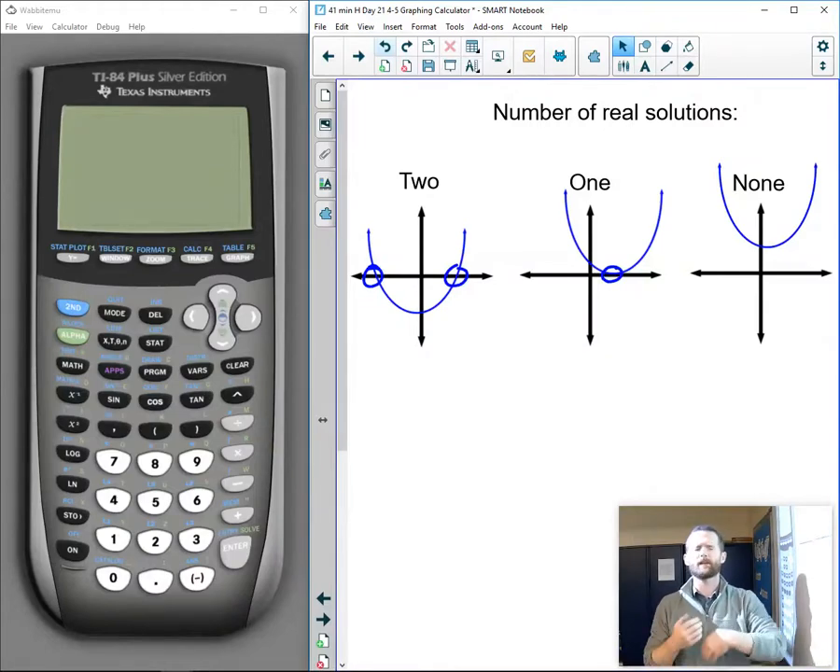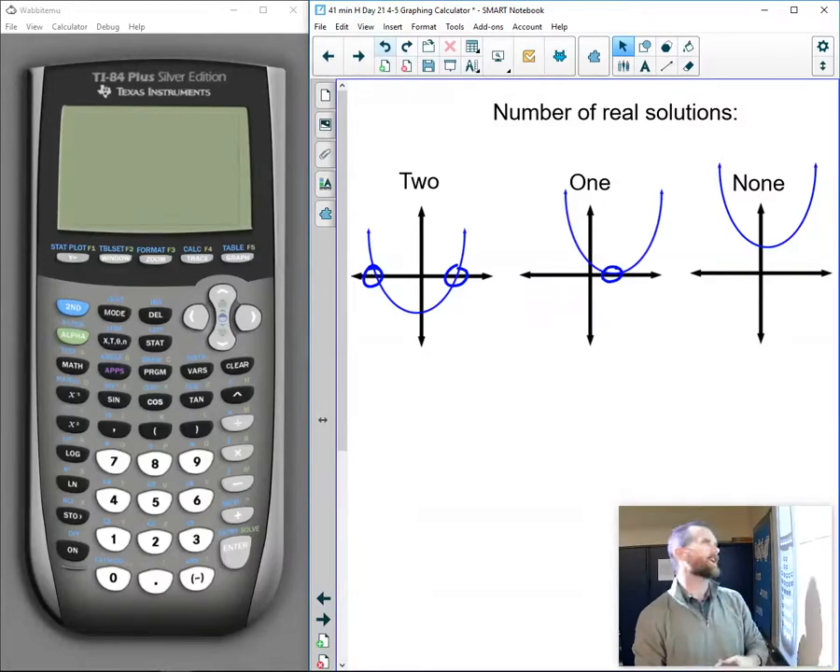So if you're ever solving by graphing, don't think it's always going to be 2 solutions. The first thing you should do is look, okay, how many real roots, how many x-intercepts do I actually have? And that'll tell you how many real solutions you're going to end up with.